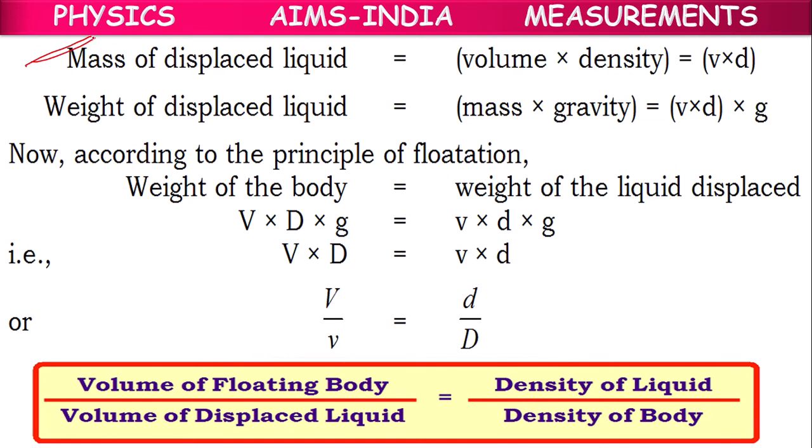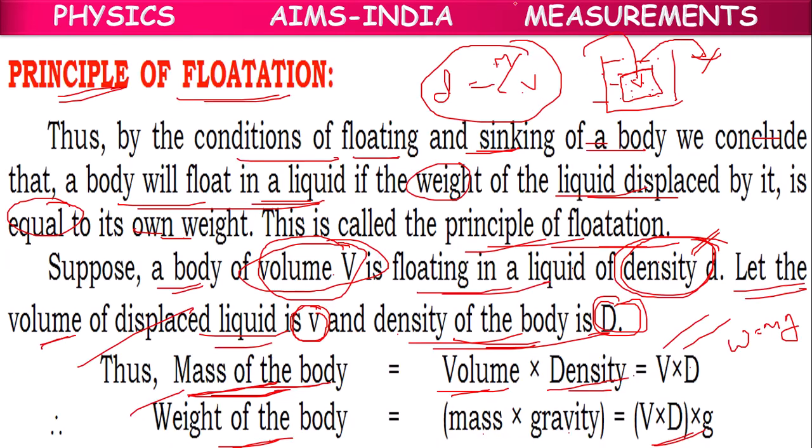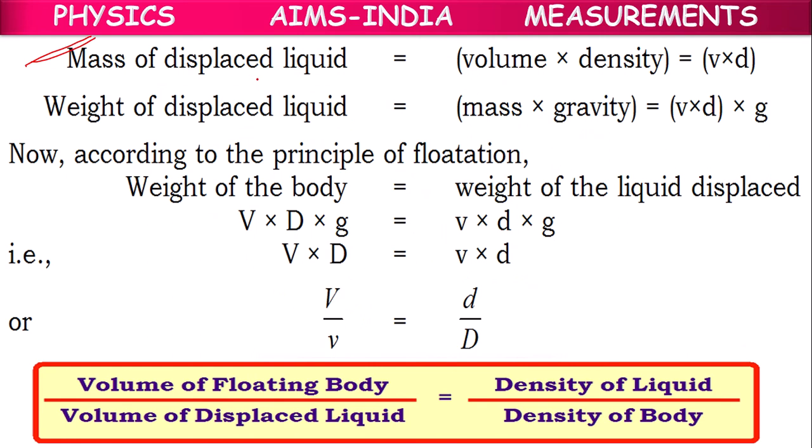Now the mass of the displaced liquid. Because of keeping this body inside, the volume displaced we are taking as small v, and the body's volume as capital V. So mass of displaced liquid is volume into density. Volume of displaced liquid is small v, density of displaced liquid is small d. So weight of displaced liquid, mass into gravity, is v into d into g, all small letters.